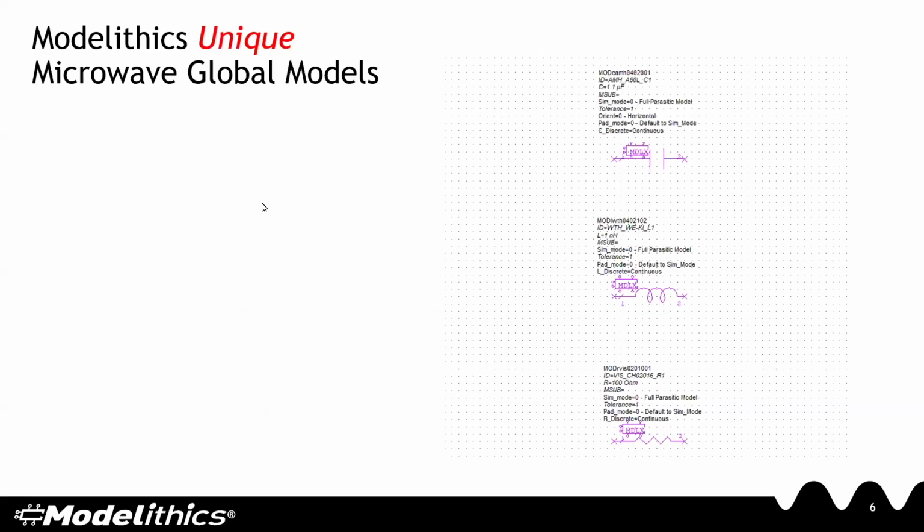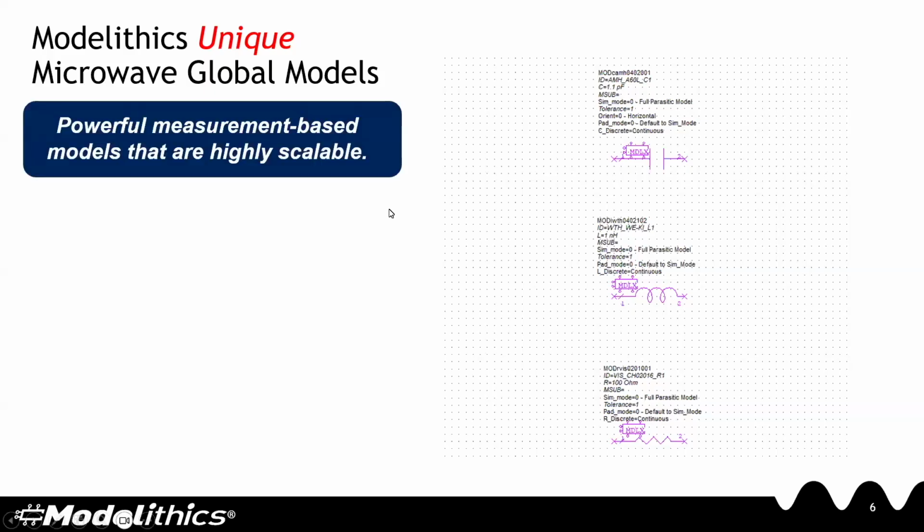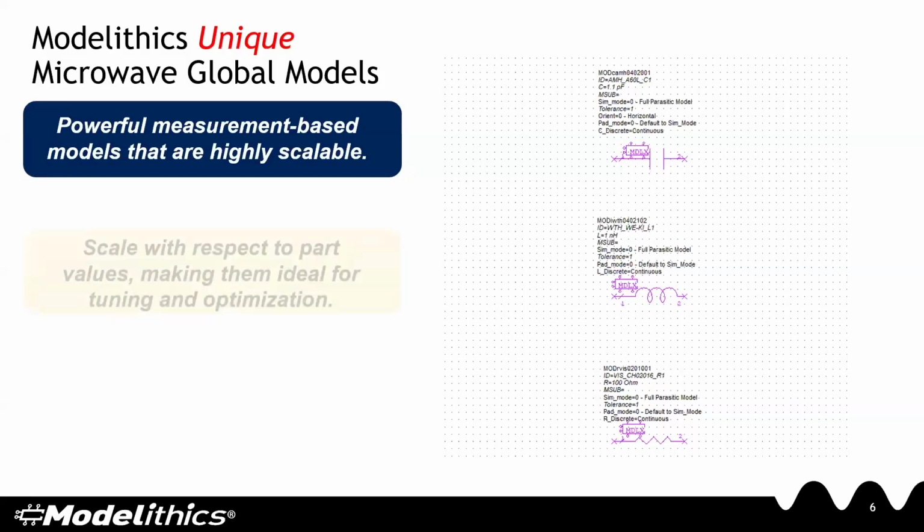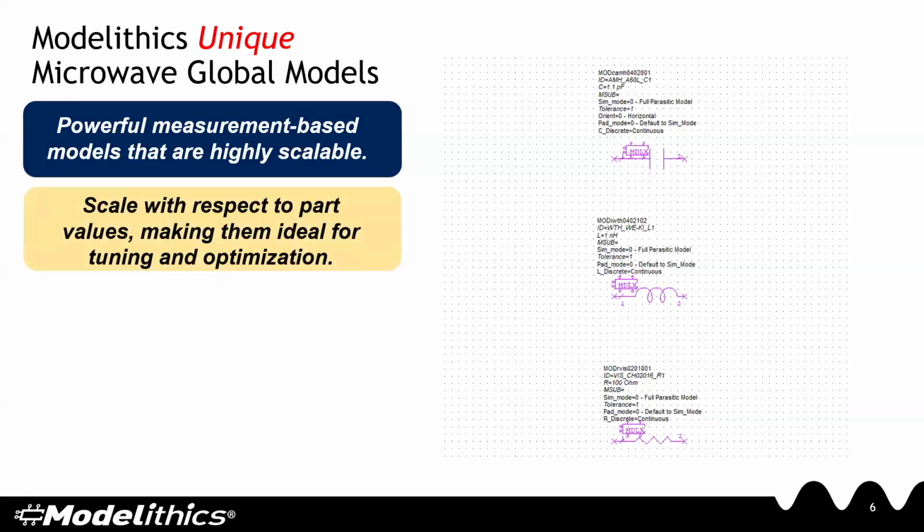Now let's talk about Modelithics' unique microwave global models. These are scalable models that are based on actual measurements that were performed by Modelithics. Specifically, these models scale with respect to part values, substrates, and solder pad dimensions.